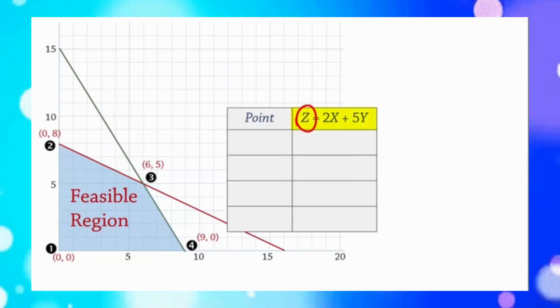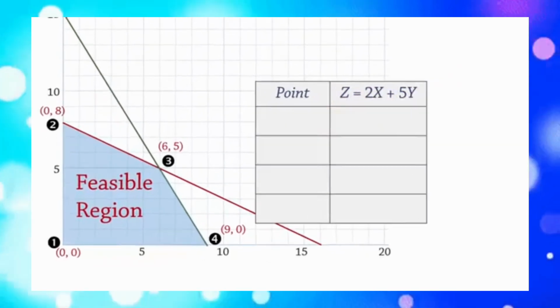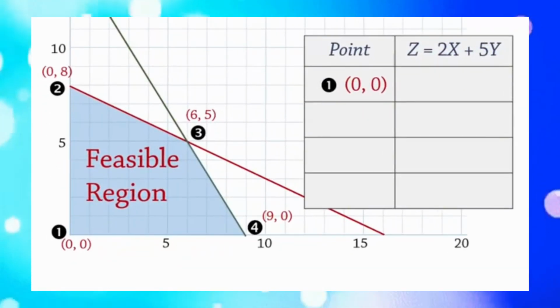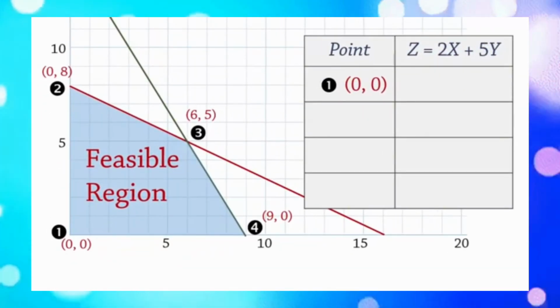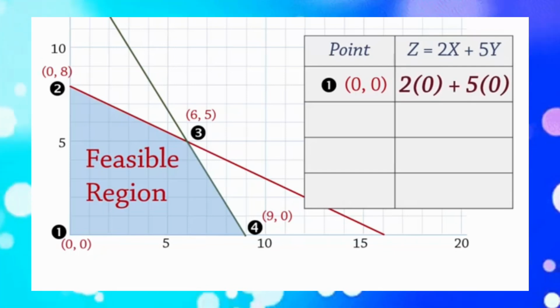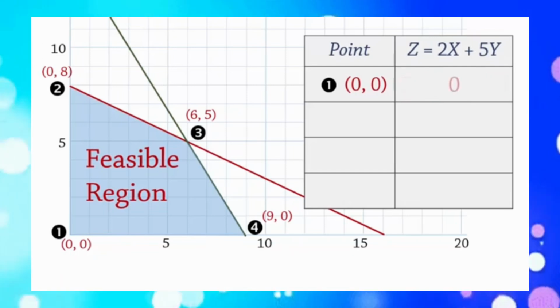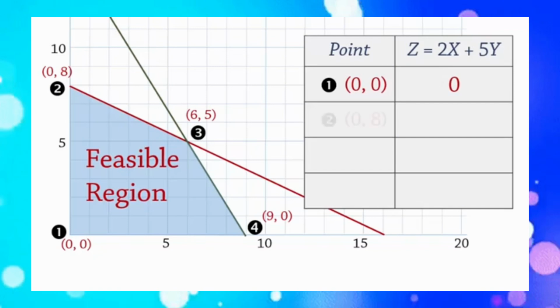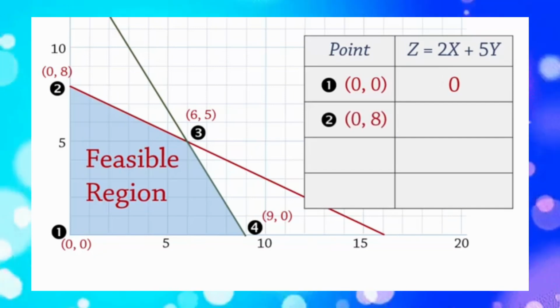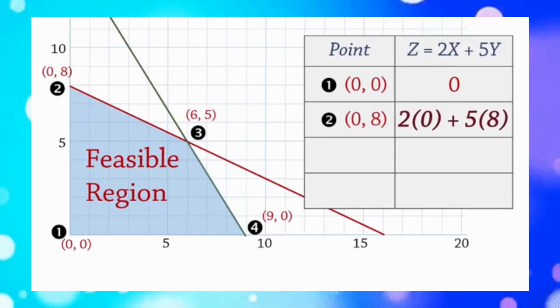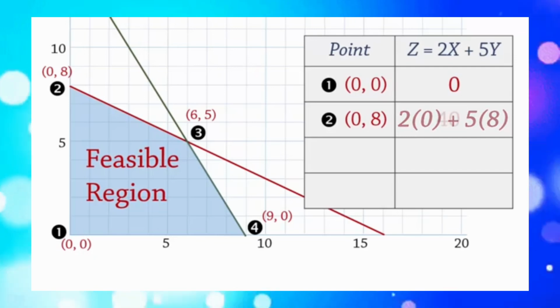So now, the xy coordinates at point 1 are 0, 0, and substituting that in the objective function gives 2 times 0 plus 5 times 0, which equals 0. And at point 2, we have 0, 8. So the objective function value is 2 times 0 plus 5 times 8, which equals 40.